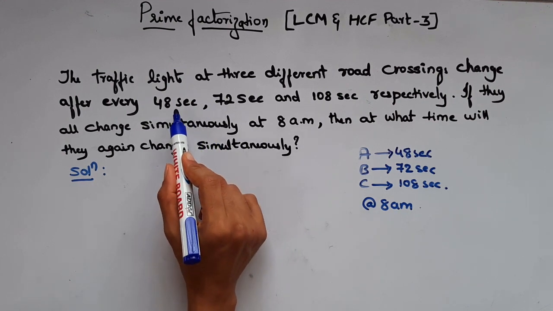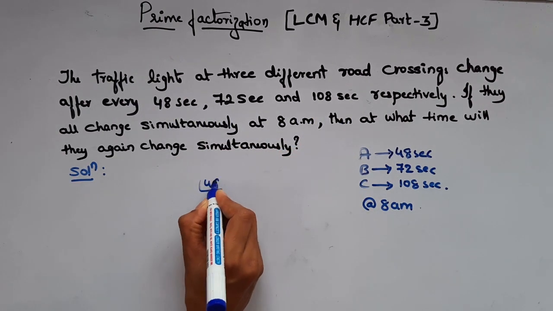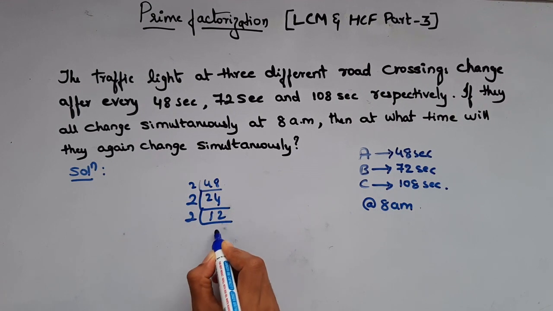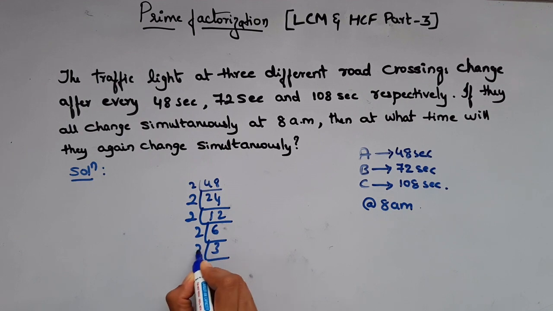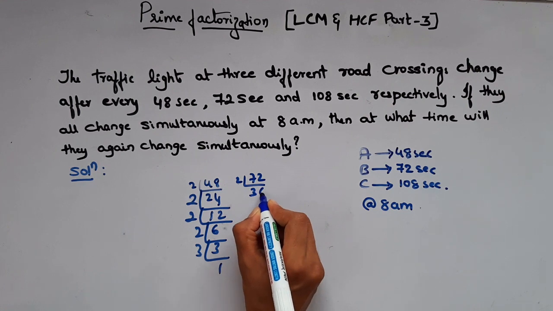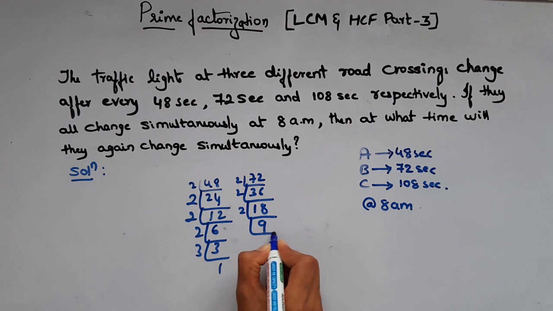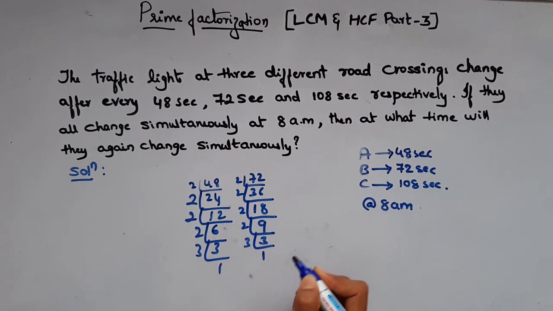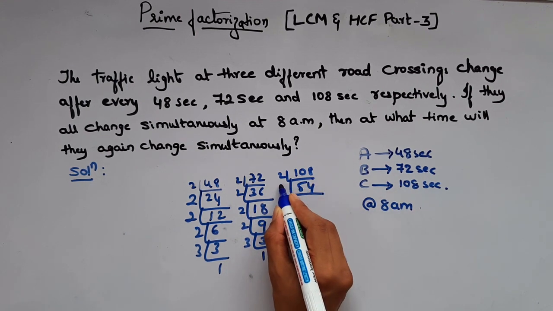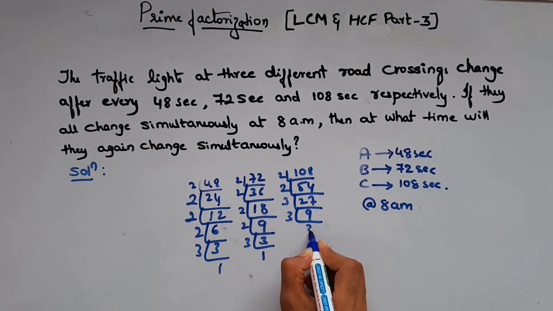So now let's find the LCM of these 3 numbers, that is 48, 72 and 108. So 48: 2 2s are 4, 2 4s are 8, 2 1s are 2, 2 2s are 4, 2 6s are 12, 2 3s are 6 and 3 1s are 3. For 72: 2 3s are 6, 2 6s are 12, 2 1s are 2, 2 8s are 16, 2 9s are 18, 2 3s are 9 and 3 1s are 3. And for 108: 2 5s are 10, 2 4s are 8, 2 2s are 4, 2 7s are 14, 3 9s are 27, 3 3s are 9 and 3 1s are 3.